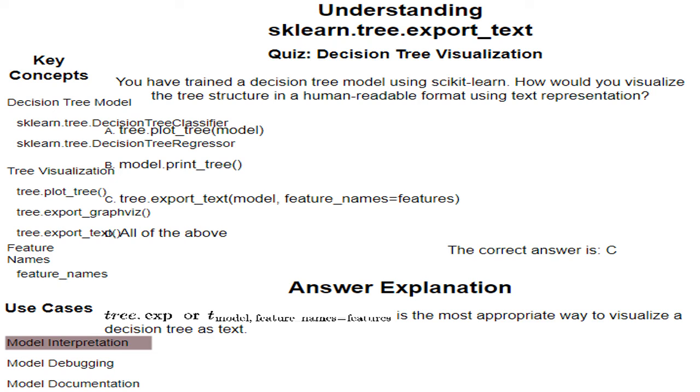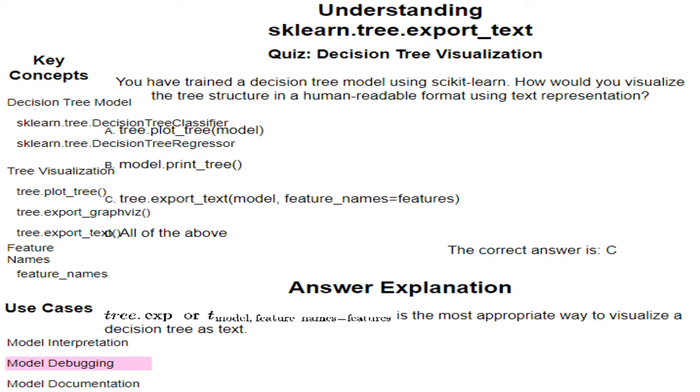Classifying images as cat or dog based on pixel values. A decision tree classifier can be used to classify handwritten digits based on pixel intensity values. sklearn.tree.DecisionTreeRegressor. This class in scikit-learn is used for building decision tree models for regression tasks. Predicting stock prices based on historical stock data. A decision tree regressor can be used to predict the price of a house based on its size, location, and number of bedrooms.